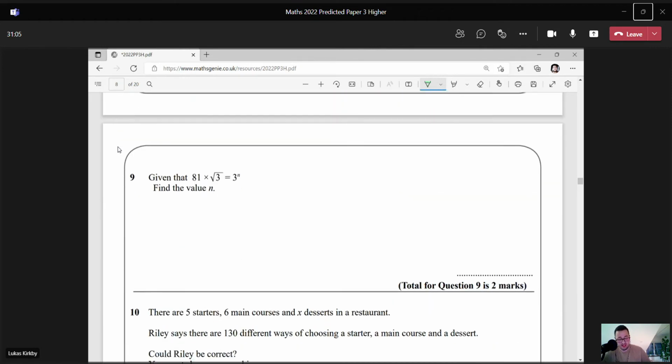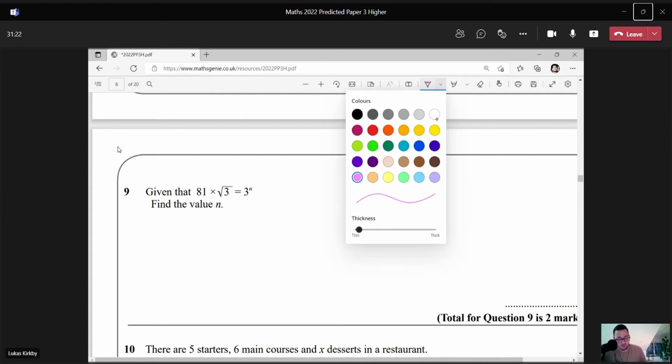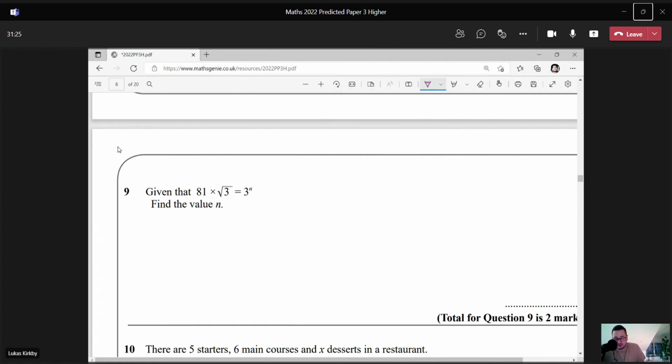Okay, number 9. Given that 81 times root 3 is 3 to the power n, find the value of n. Well, we want to find this as a power of 3, so let's write everything on the left hand side as a power of 3. Now 81, well let's think about powers of 3 for now. 3 to the power of 1 is 3. 3 squared, 3 times 3 is 9. 3 cubed is 9 times 3, which is 27. And 3 to the 4 is 27 times 3, which is 81.